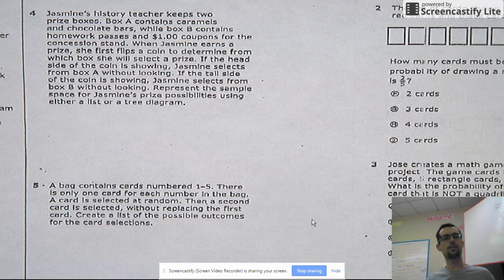Her teacher has 2 boxes. Box A, you can choose from if you flip a head on a coin. Box B, you can choose from if you flip a tail on a coin. Okay. All right, Jasmine. So it looks like she flips a coin, and then she reaches in and picks out of a box. So there's 2 events. It's a compound event. And I'm going to make a tree diagram because I like them.